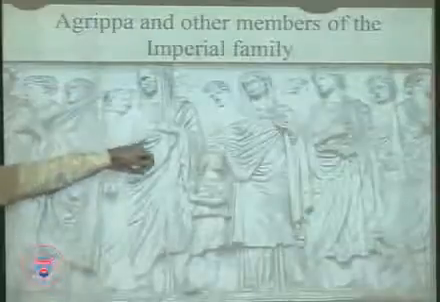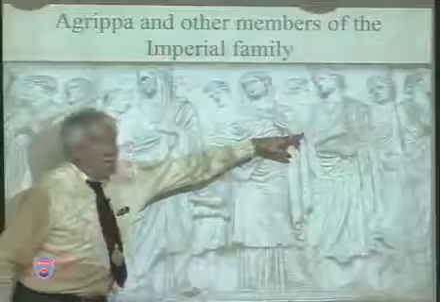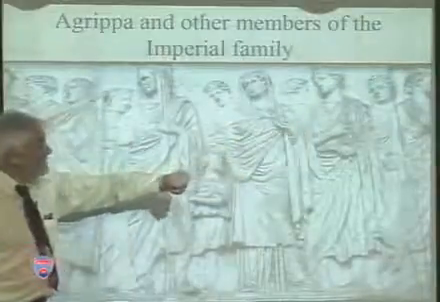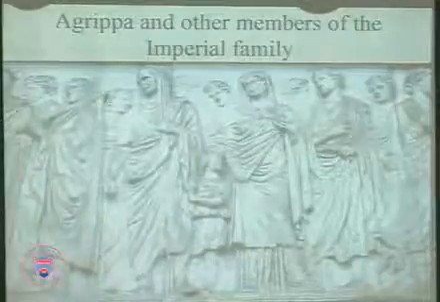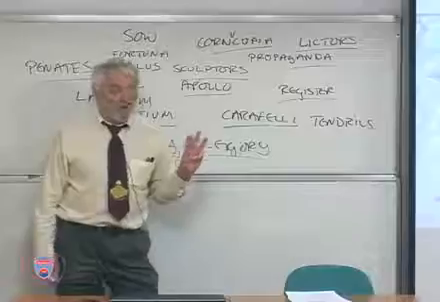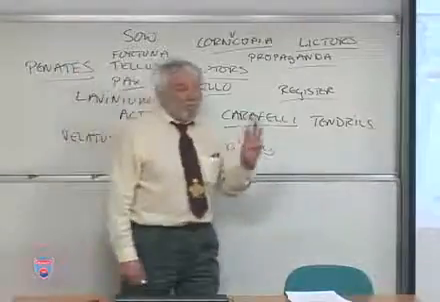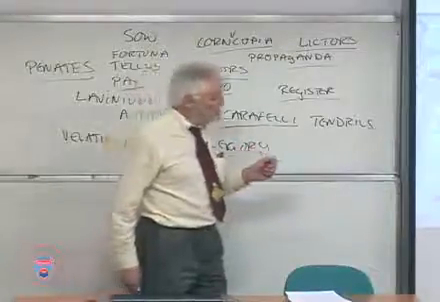This is commonly believed to be Agrippa. That's commonly believed to be Tiberius, Augustus' stepson. This may be Livia. Well, that's possible. There are 3 young children in the procession, so we can say that 2 of them are probably Augustus' grandsons, but we don't know who the 3rd one is.